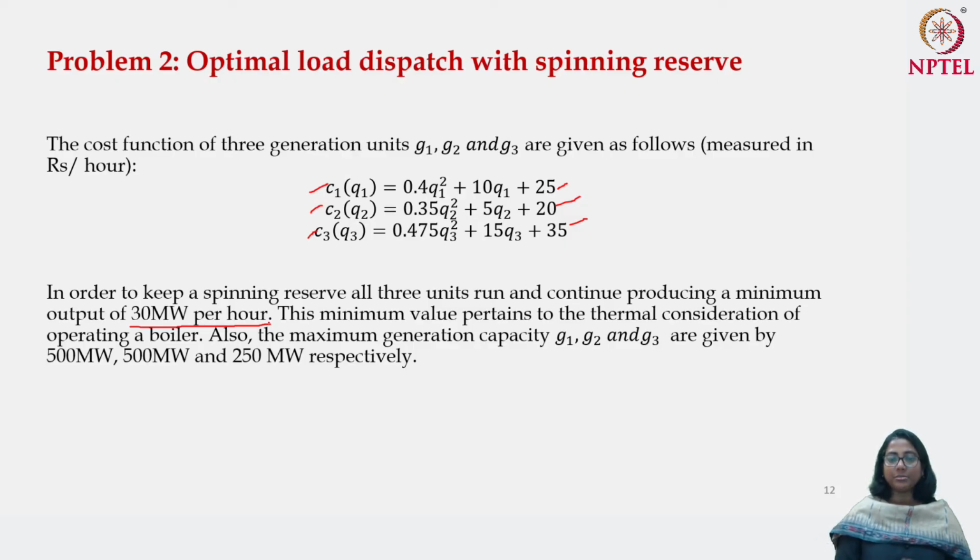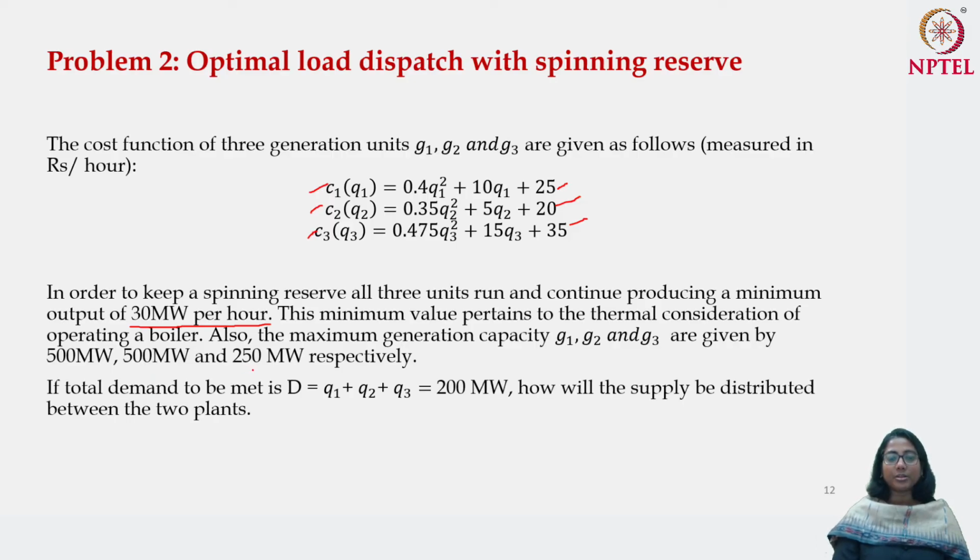We haven't added this information, and in this problem we probably will not need it, but in some cases you need it as well: the maximum generation capacity of these three units is 500 megawatt, 500 megawatt and 250 megawatt respectively. So the first two units are relatively bigger, whereas the third unit is relatively smaller. Now the question is: if the total demand that you need to meet is 200 megawatt, how will you distribute the load? What will the load dispatching be when you have this added condition that all three have to run at a minimum of 30 megawatt per hour capacity?